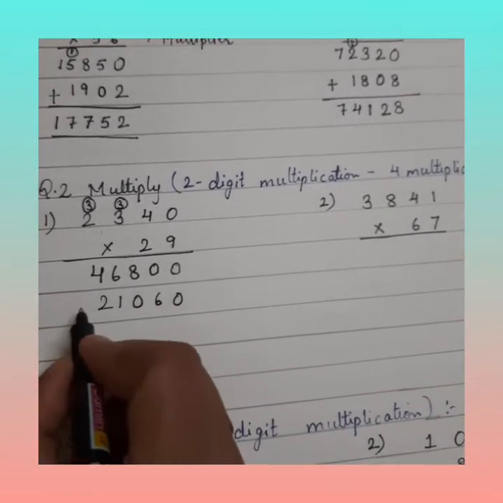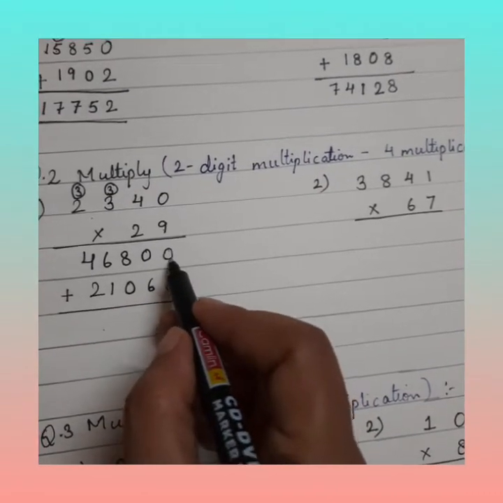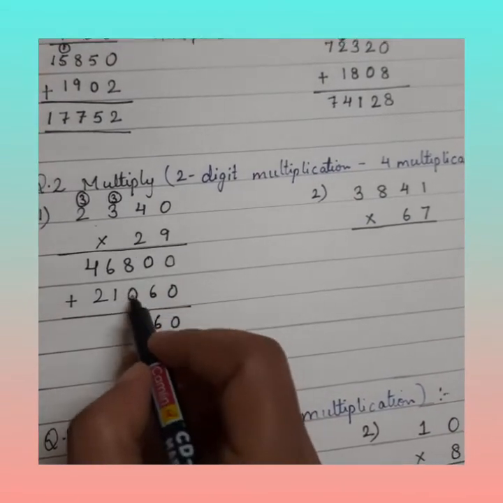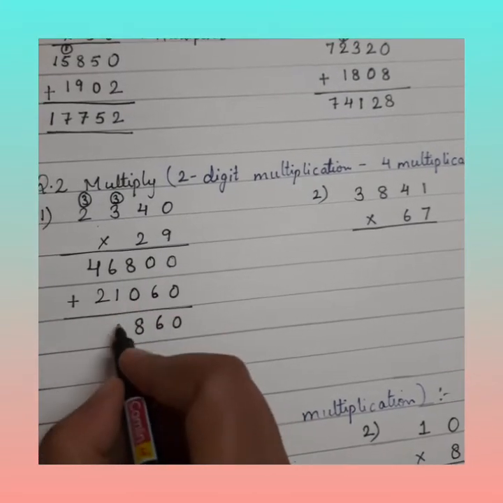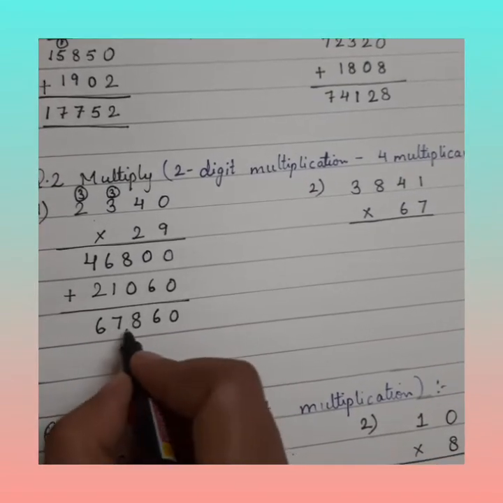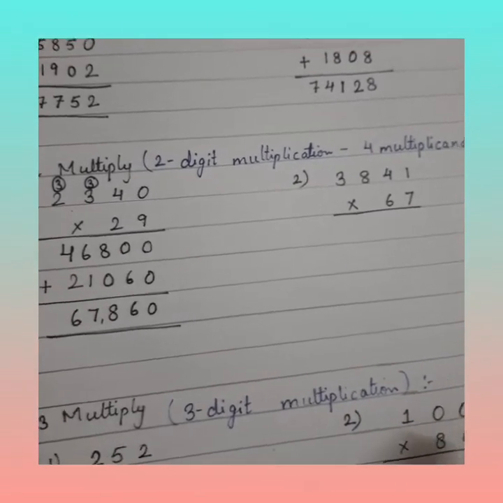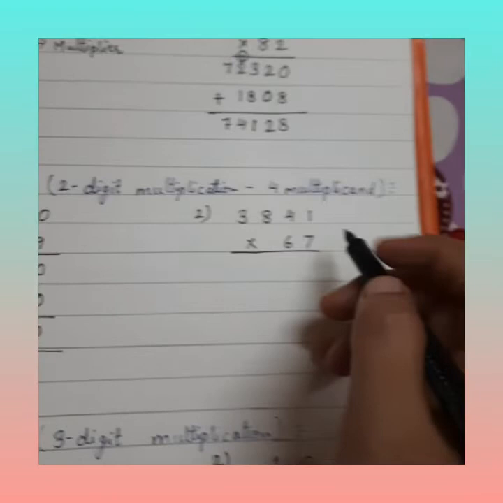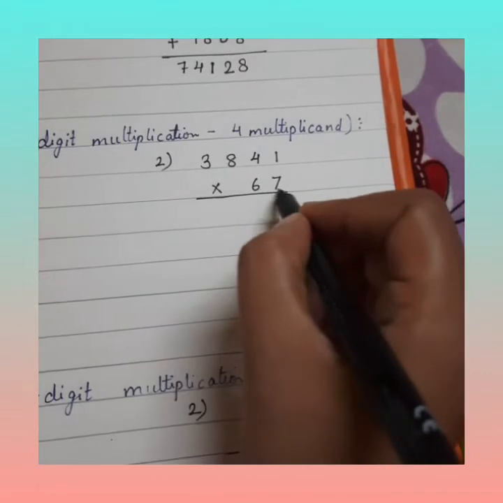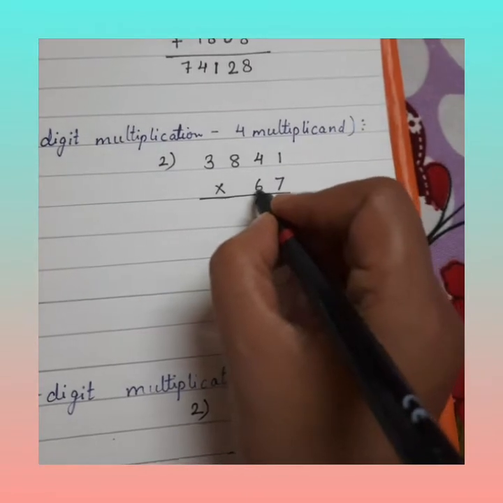Now it's time to add these numbers. Start from the right-hand side. 0 plus 0 will be 0. 0 plus 6 will be 6. 8 plus 0, 8. 6 plus 1, 7. 4 plus 2, 6. So the number will become 67,860. Again moving on to a similar sum, that is 3841 multiplied by 67. A 2-digit multiplier is there. So for that I will write 10 here and start from the left side.